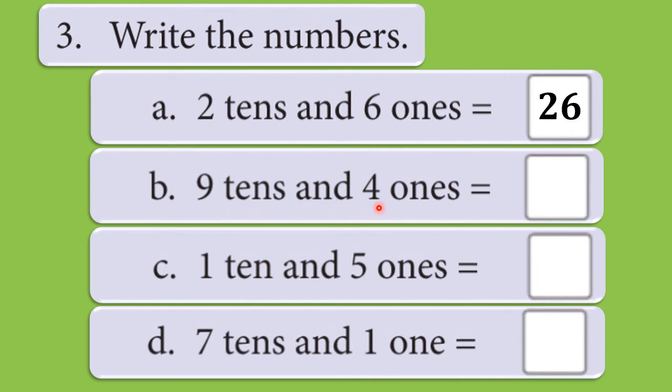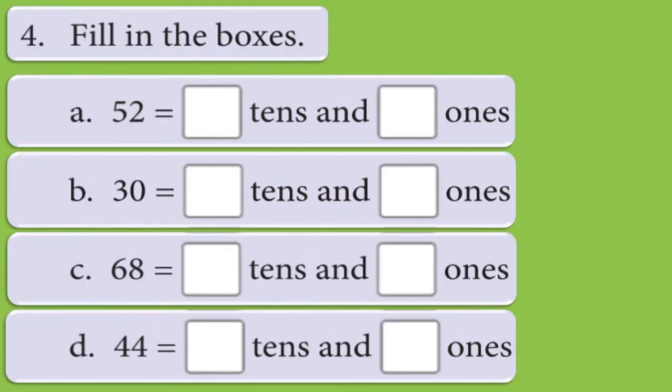9 tens and 4 ones makes the number 94. 1 ten and 5 ones. The resulting number will be 15. 7 tens and 1 one. The number is 71. Write the number 71 in this box.